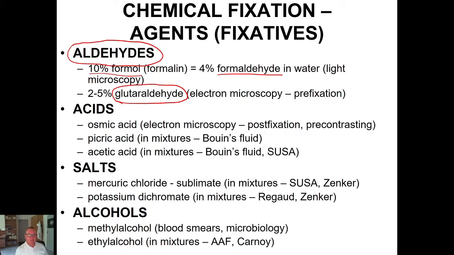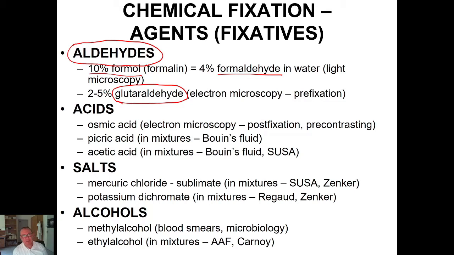In electron microscopy, we usually use two-step fixation, and the first step is called pre-fixation, the second step post-fixation. So in electron microscopy, glutaraldehyde is used for pre-fixation. There exist many other chemicals used for fixation. I think it isn't necessary to speak about all of them.